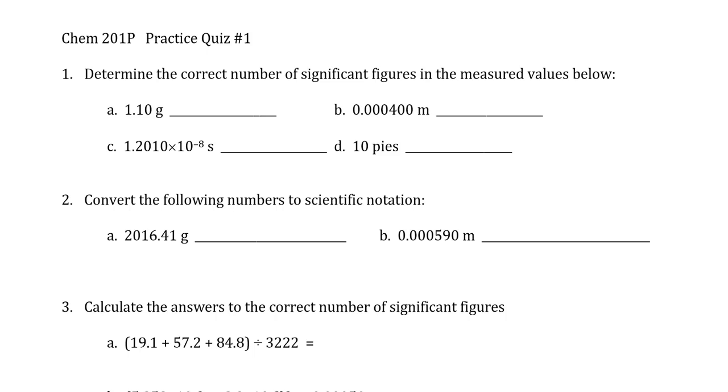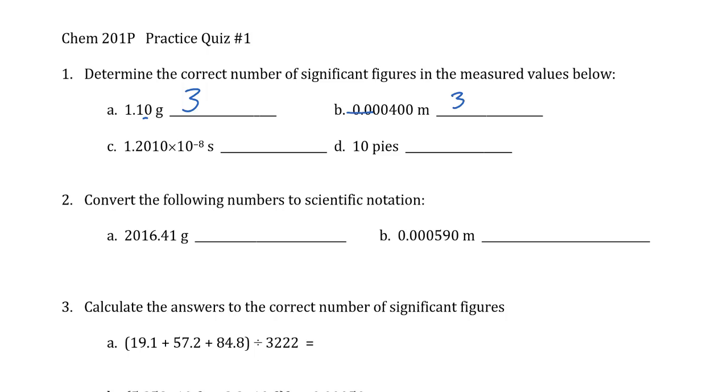Here's a quick answer key for the practice quiz for Unit 1 with significant figures, conversions, and scientific notation. This number has 3 significant figures because trailing zeros after a decimal point are significant. The next number also has 3 significant figures.